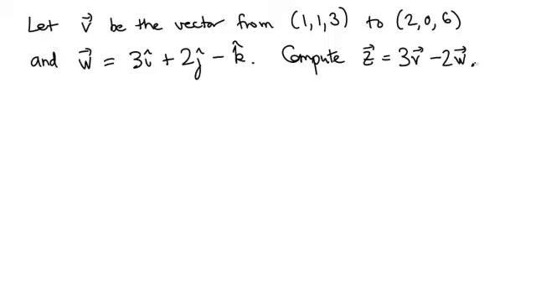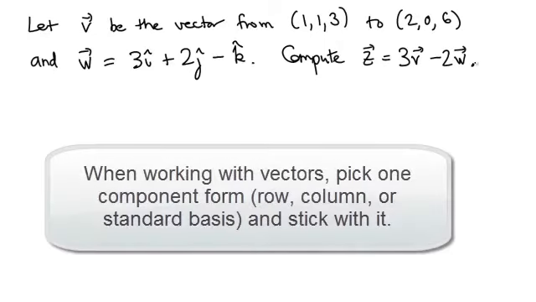Let v be the vector from the point 1, 1, 3 to the point 2, 0, 6, and w be the vector 3i plus 2j minus k. Compute the vector z, whose 3v minus 2w. Just like last time, in R2, the easiest way to do vector calculations is to convert all of the vectors into a common form. I'm a big fan of the column component form, so let's go and do that.